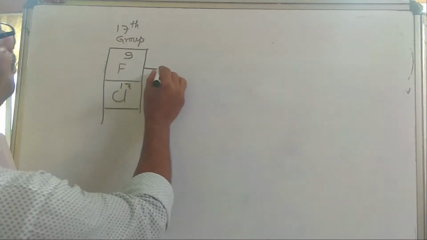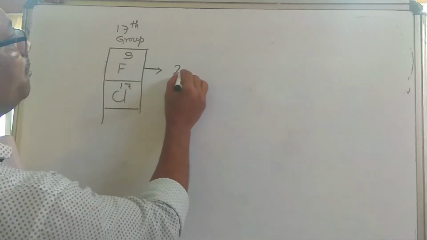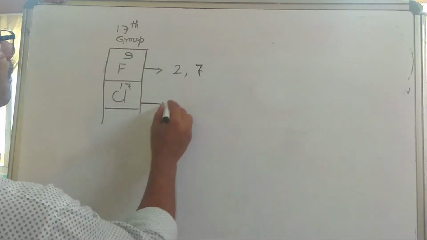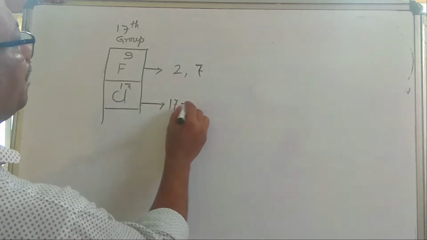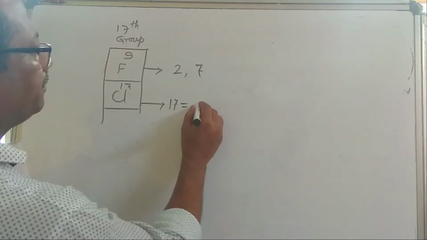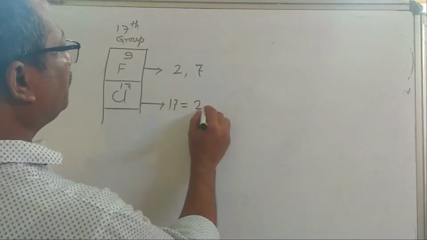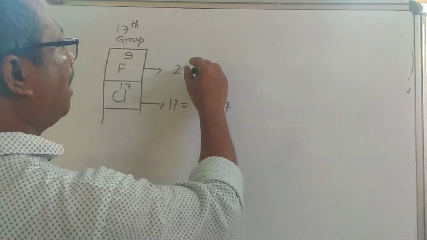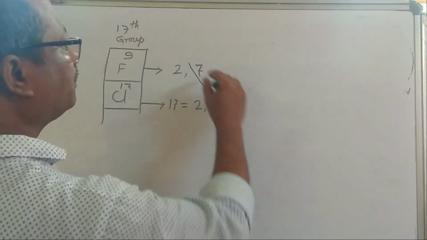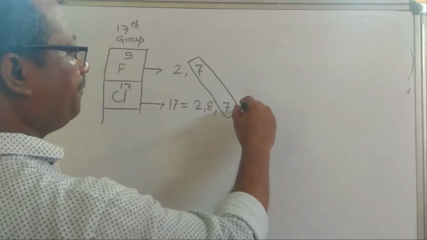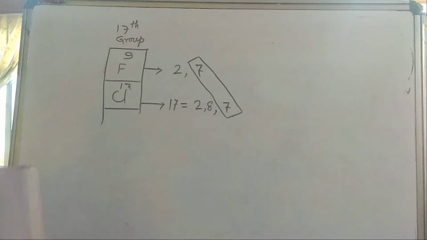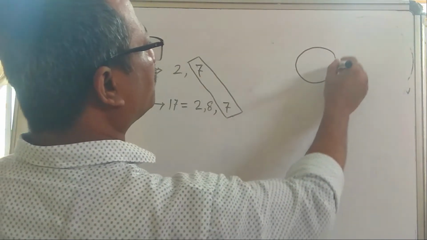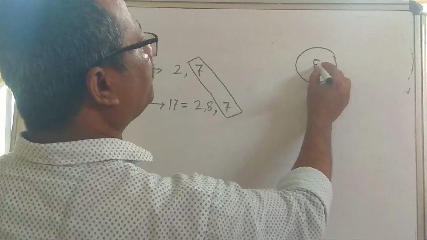So the electronic configuration of fluorine is 2, 7, and in the case of chlorine, atomic number 17, the electronic configuration will be 2, 8, 7. See, in the outermost shell, the number of valence electrons remains the same, 7 and 7. If you draw, this is fluorine.